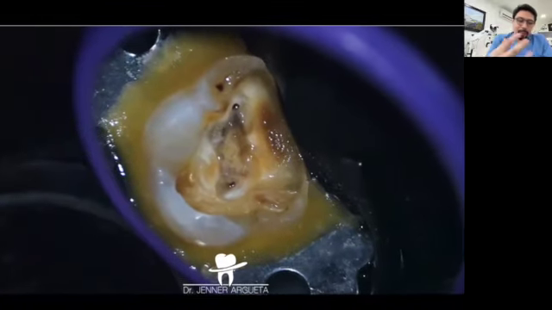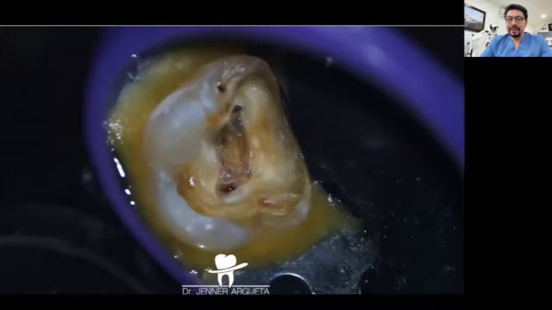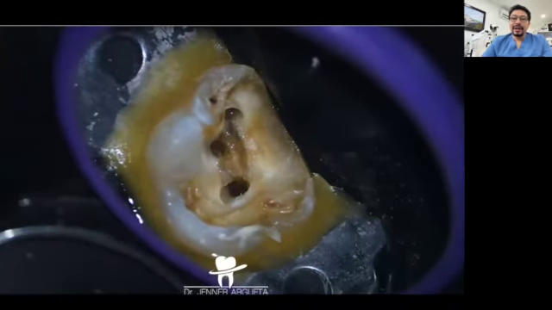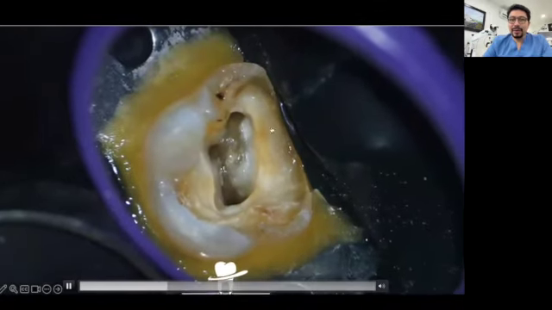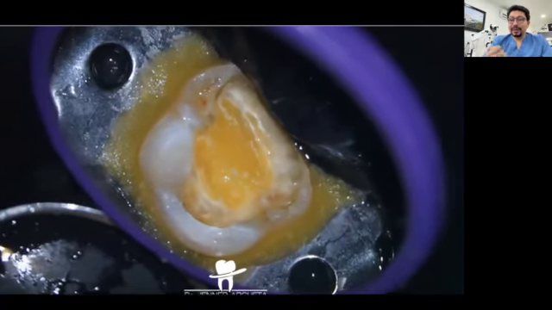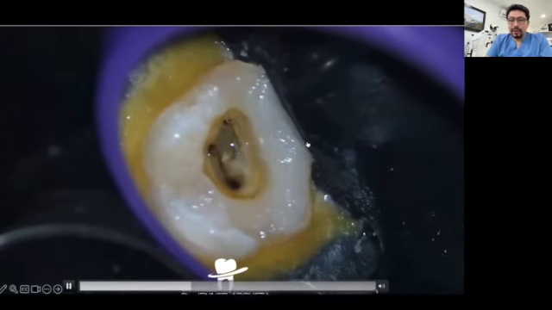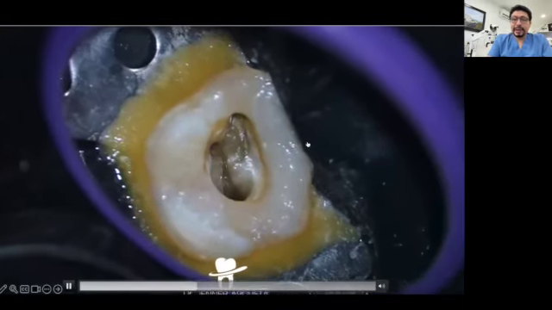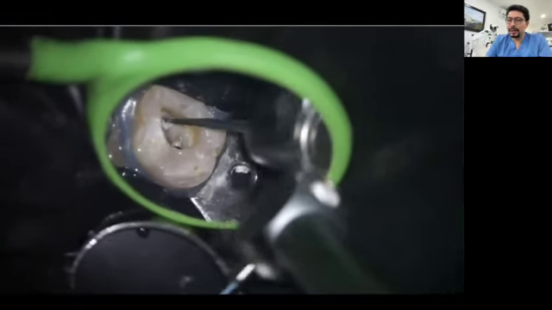During this video, you will be able to see how we change the clinical scenario in which we have a very destroyed and affected upper molar. Actually, that upper molar was sent for extraction by a colleague, and the patient came to us for a second opinion, and we explained to the patient that maybe we can do something to save that molar.